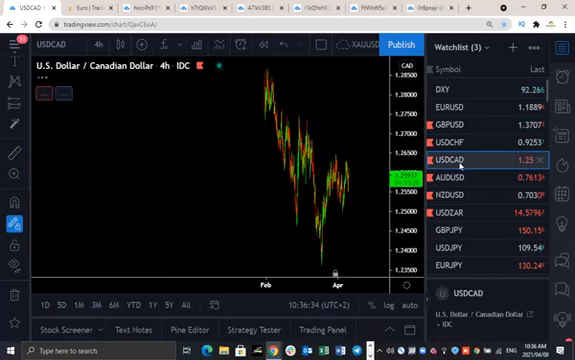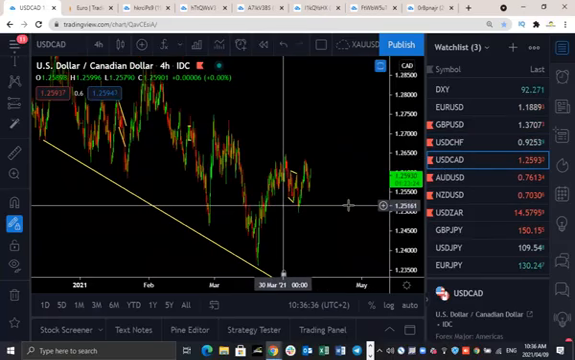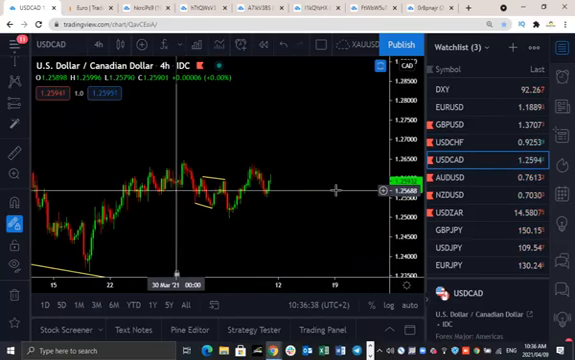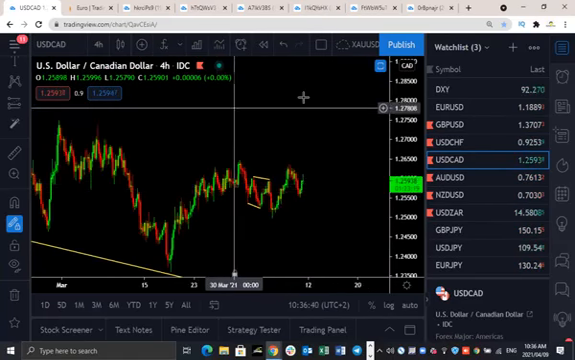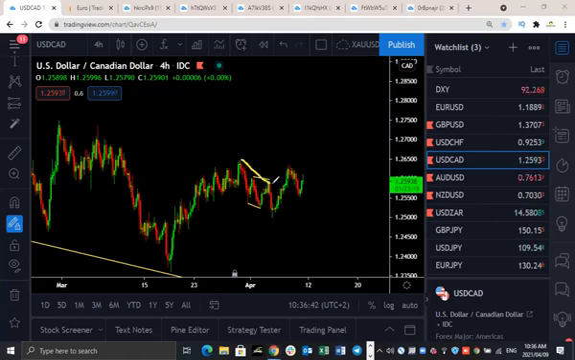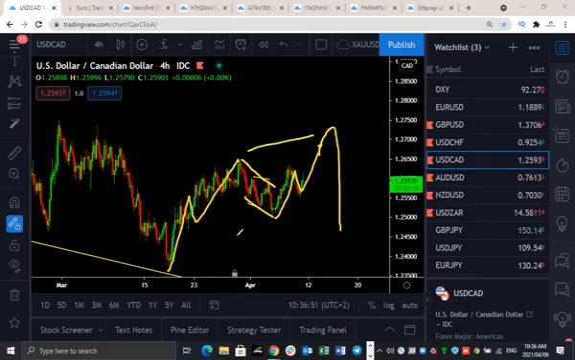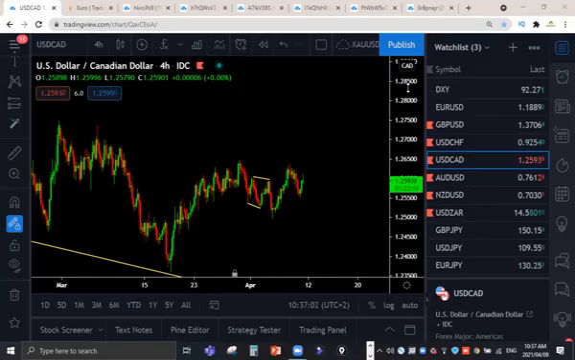US dollar CAD. We don't buy US dollar CAD. Even if it's going to do this, do that, we'll be looking for this to come down. Very likely that this is going to continue to the downside. There doesn't even seem to be momentum to the upside. That is US dollar CAD.